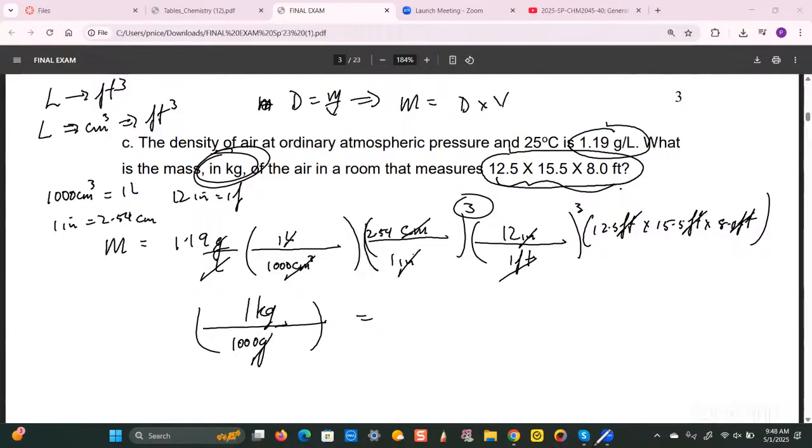Okay, so according to my calculations, and I need to round this off to 2 sig figs, this works out to be equal to 52 kilograms of air. That's how that is done.